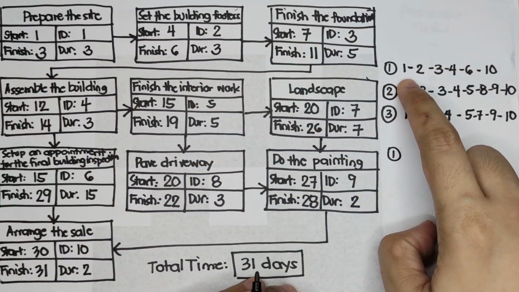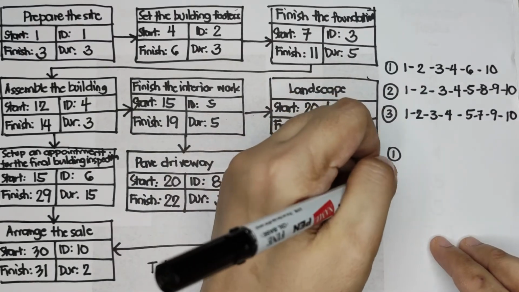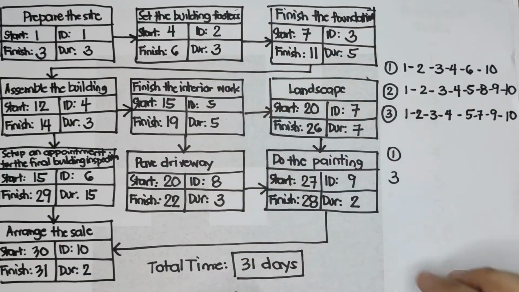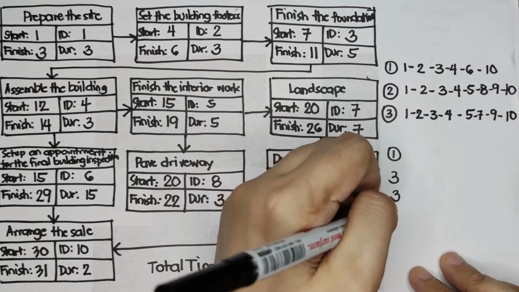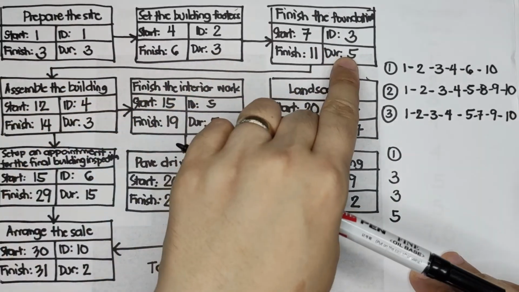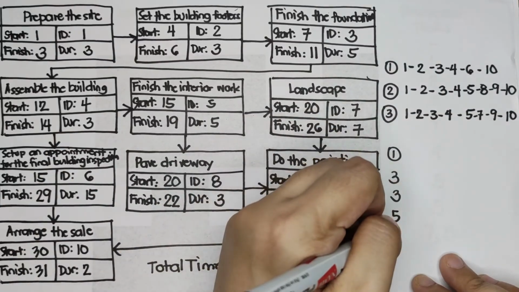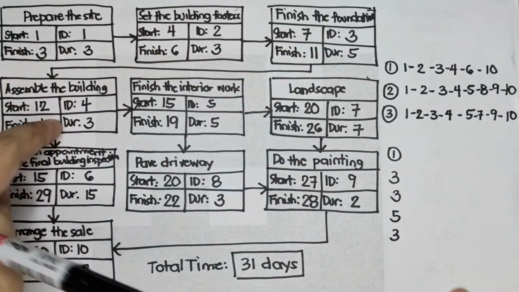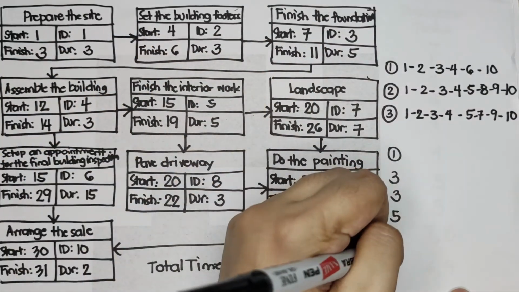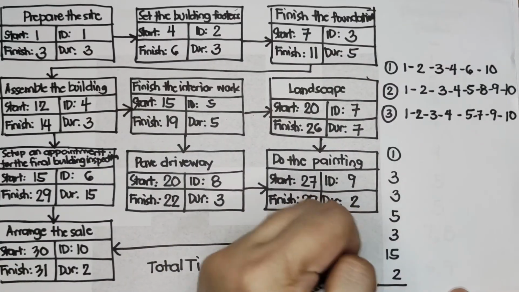Duration of task number 1 is 3. So this is addition, okay, 3. Then task number 2 is also 3. Then task number 3 is 5. Okay, you don't have to be confused. Just look at the duration. Okay, then task number 4 is also 3. And then task 6 is 15. And then task number 10 is 2. And then you're going to add.